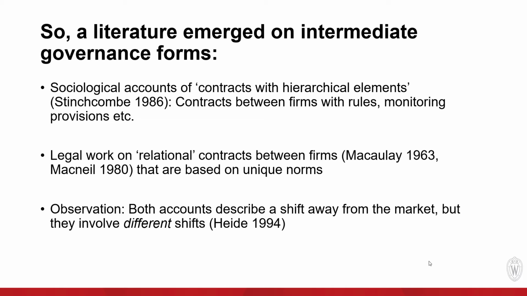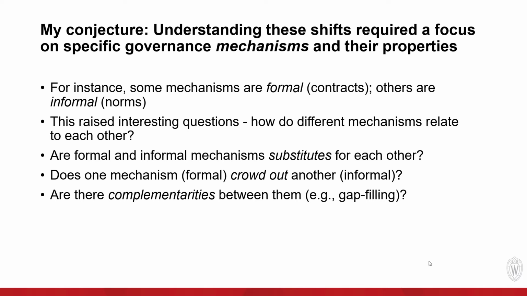Legal scholars worked on so-called relational contracts between firms. Stuart Macaulay and Ian McNeil talked about unique relational contracting norms that could be used to manage ongoing relationships. Now, interestingly, both of these accounts described a shift away from using the market, but they involve very different types of shifts. And I tried to develop that idea in an article in the Journal of Marketing back in 1994. My conjecture at the time was that understanding these shifts required focusing on specific governance mechanisms and their properties.